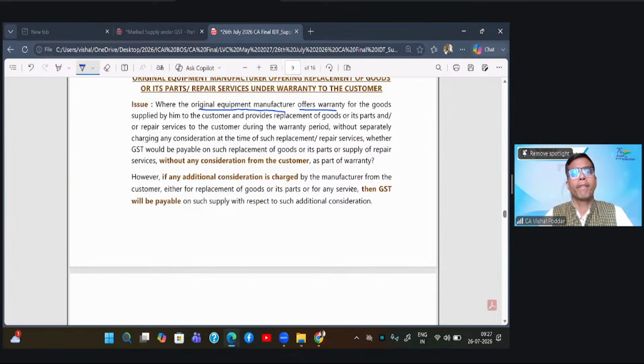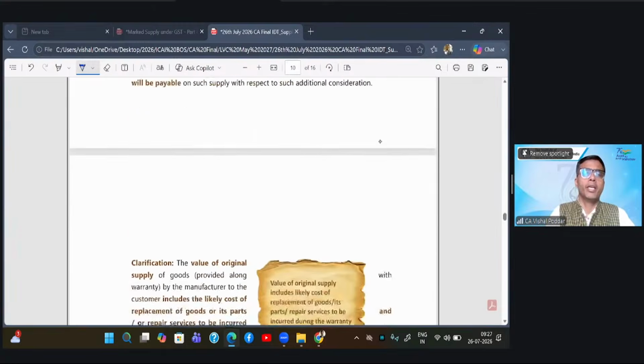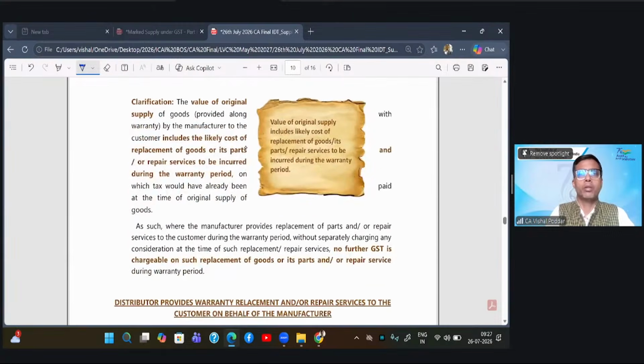If I have provided you warranty, now who am I? I am the Samsung company. And actually, some problem comes. So you come, you give the TV and I repair it free. Maybe I replace some part free or I replace the entire TV free. Whether there will be any GST applicable on this.